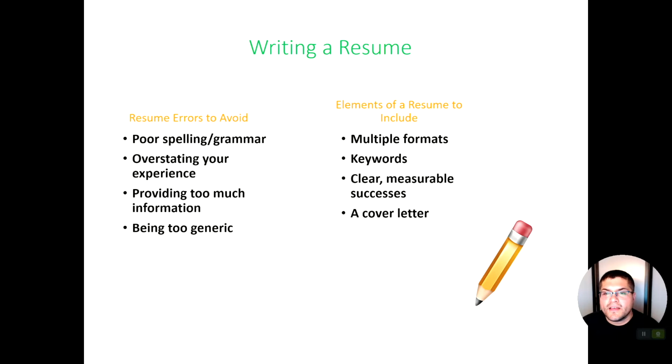So, elements of a resume to include. You want to include multiple formats. It's okay that you have different formats for your resume. You could have 3 formats, and then from there you could choose which one is the most appropriate for the job that you're applying for. You want to include keywords. If in the job that you're applying for you see these reoccurring key terms, use those keywords, and that's going to help show your recruiter that you have some of these same qualities and skills that they're looking for.